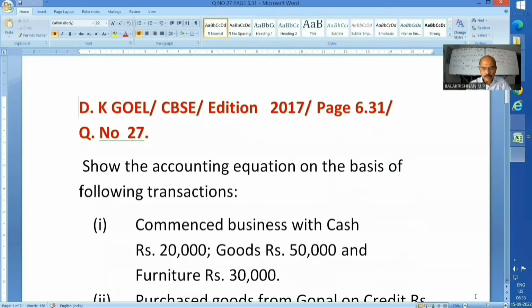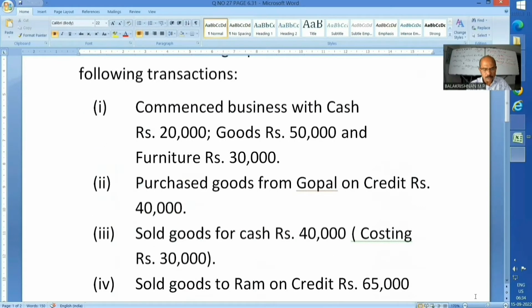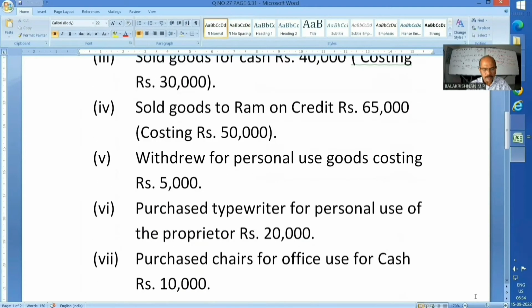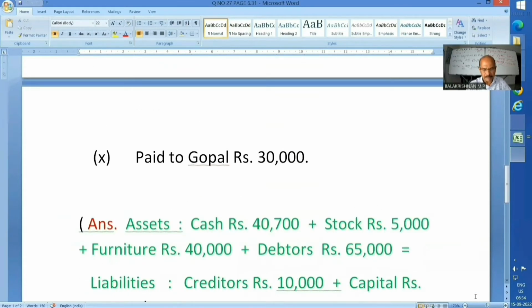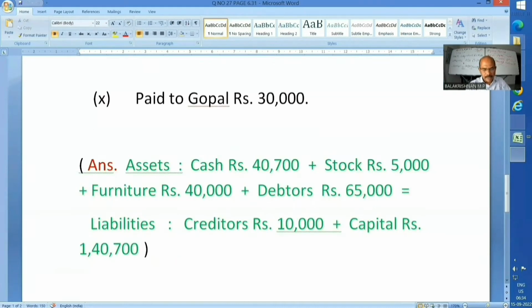Show the accounting equation on the basis of the following transactions. There are 1, 2, 3, 4, 5, 6, 7, 8, 9, and 10 items. And I have to arrive at this answer. They ensured that total assets are equivalent to total liabilities plus capital. The very accounting equation has been ensured. I'll work it out for you. Well, it's as follows.